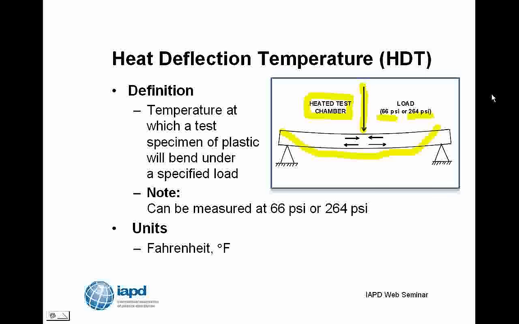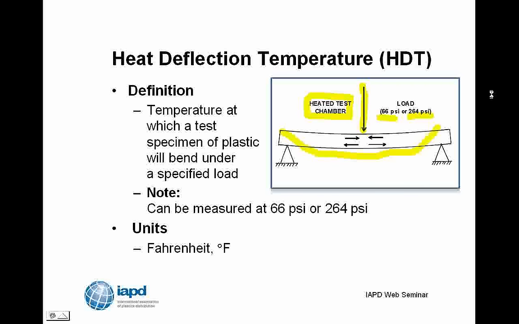And perhaps if IAPD invites me back for a future webinar, we can talk in rich detail about what makes a plastic suitable for use at elevated temperatures in an application. That being said, heat deflection temperature is a nice place to start. It shows you that temperature at which a plastic will soften under a specified load to a specified degree.